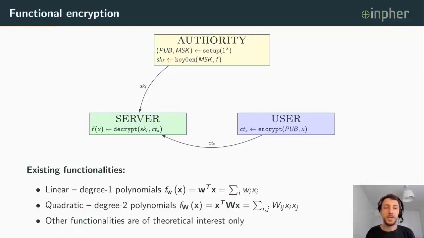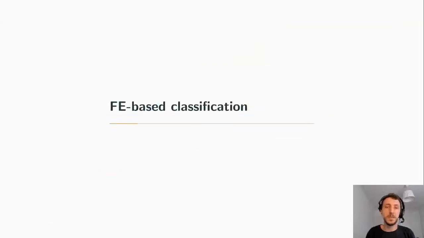In the literature, the functional encryption schemes support different functionalities. Amongst them, the most practical ones are the linear and quadratic functional encryption schemes. These schemes allow to perform degree 1 or degree 2 polynomial evaluations. Other functionalities which are proposed in the literature are only of theoretical interest.